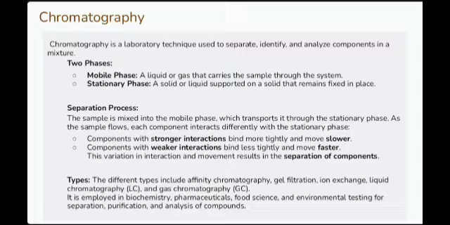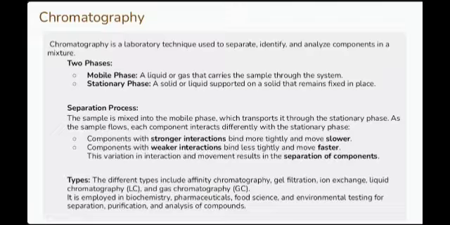Chromatography is one of the most widely used techniques for separating and analyzing complex mixtures. The method relies on the difference in how molecules interact with two different phases, the mobile phase and the stationary phase. The mobile phase is a liquid or gas that moves through the system, carrying the sample mixture along with it. The stationary phase is fixed in place, either as a solid or a liquid supported on a solid surface.